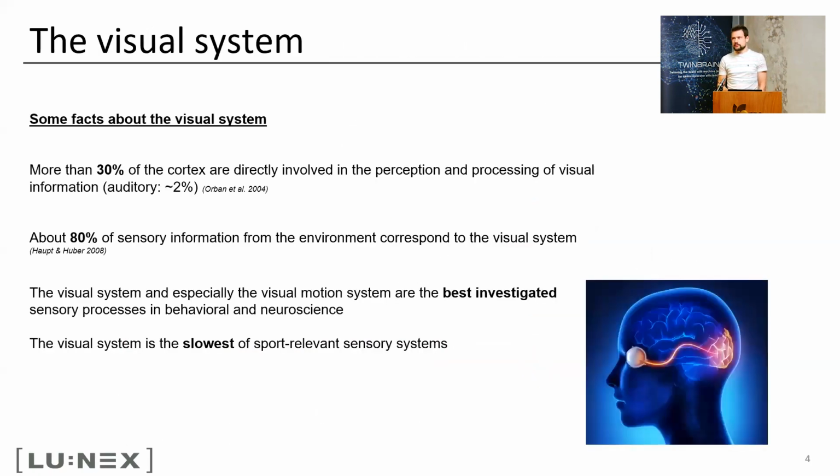Well, the visual system, of course, is the dominating sensory system that we have. It is estimated that around 80% of our information from the environment are processed by the visual system. More than 30% of the cortex are 24/7 just in processing visual information. If you compare that to the auditory system, there is only 2%. So it is apparently the dominating one.